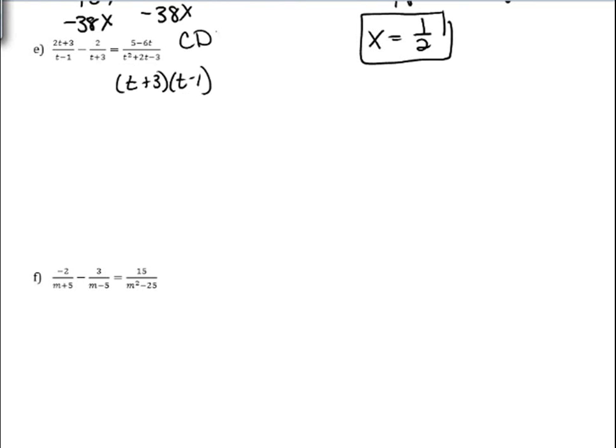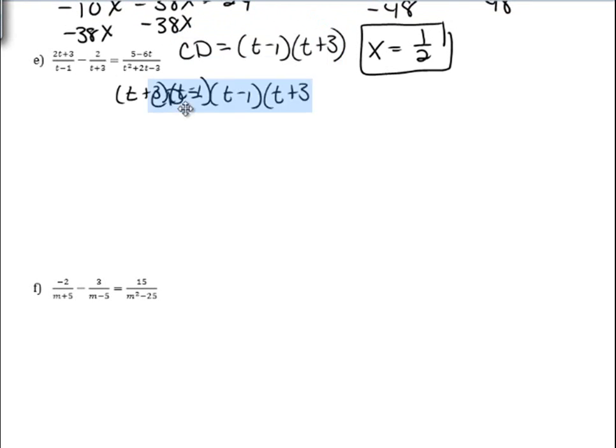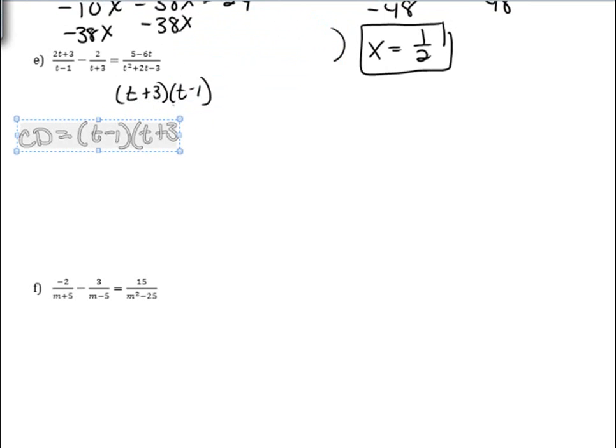We need to find our common denominator. And so write down the first part, the denominator of the first fraction, t minus 1. And then our second fraction is t plus 3, so that's different, so I need to add it. And then we need to look at one more thing. In our last fraction we had t plus 3 and t minus 1, and so those we have already, and so we don't need to add anything new.